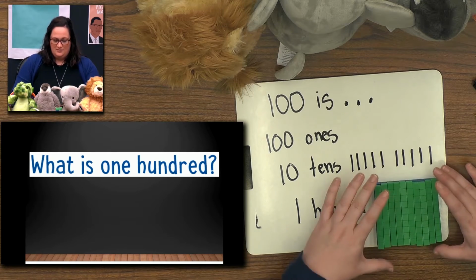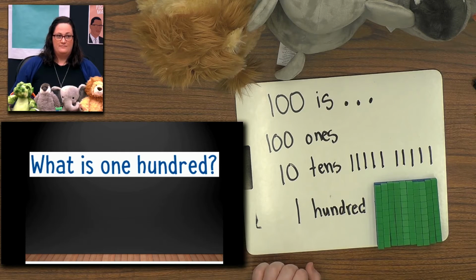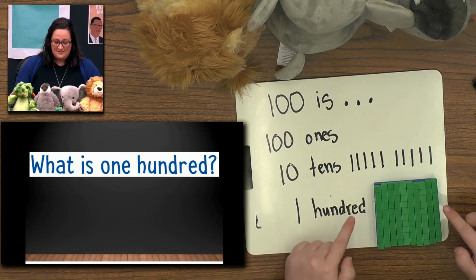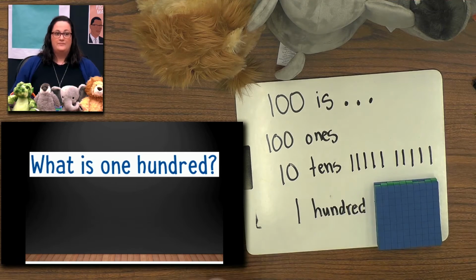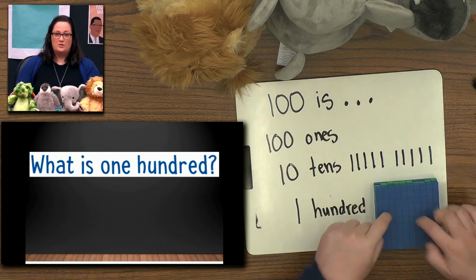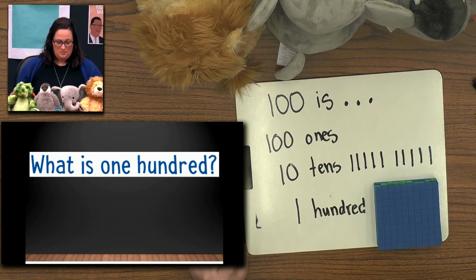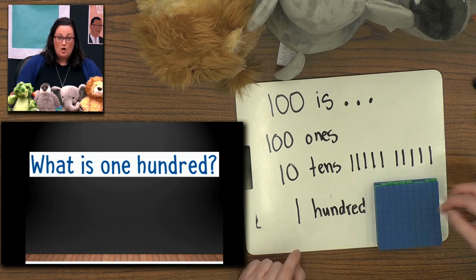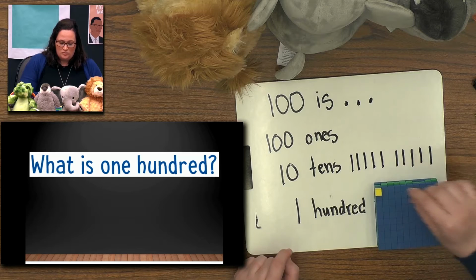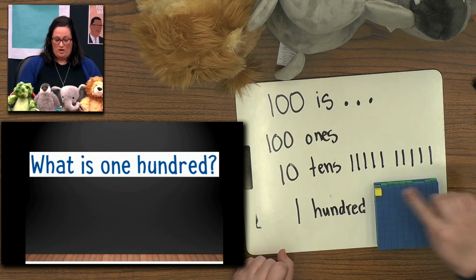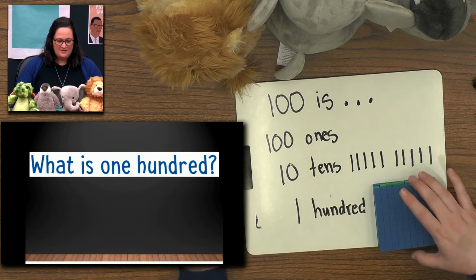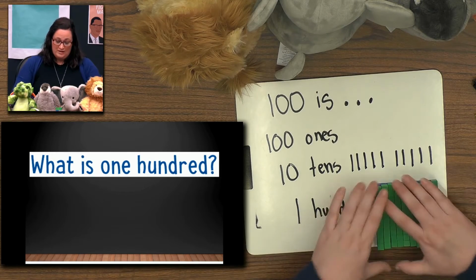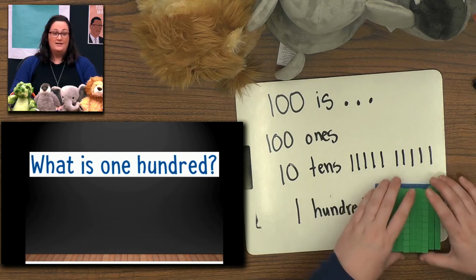Equivalent. They're the same. 10 tens is the same as a 100 square, which is the same as 100 ones cubes. I can put 100 of them on there. Pretty cool. 100 is 100 ones, or 10 tens, or 100.